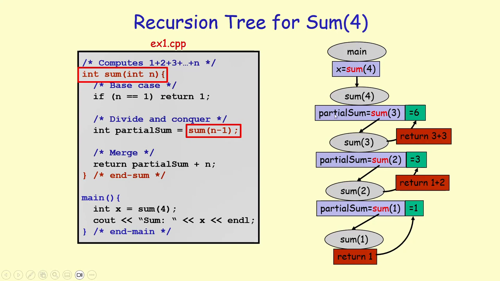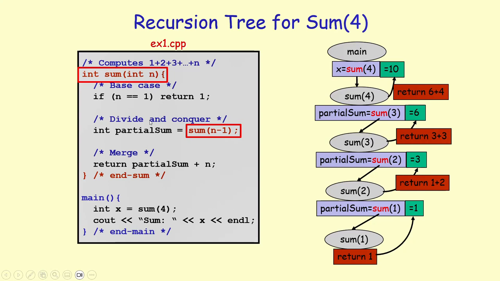So at this point, partial sum within the context of sum 4 will have a value of 6. The execution continues with return partial sum plus n, and that would be 6 plus 4, because the value of n is 4. The value of partial sum is 6, so that would be 6 plus 4, which is 10.